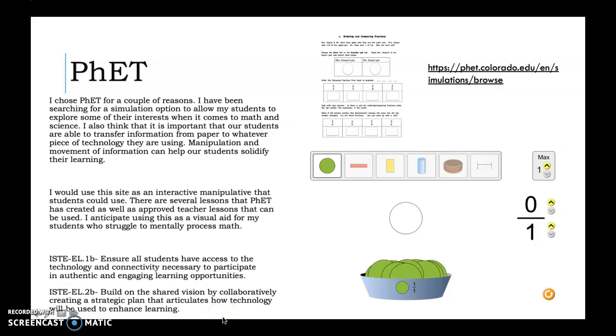Another website that I found is PhET. It is from the University of Colorado in Boulder. It is interactive simulations that can allow students to explore interests when it comes to math and science topics.